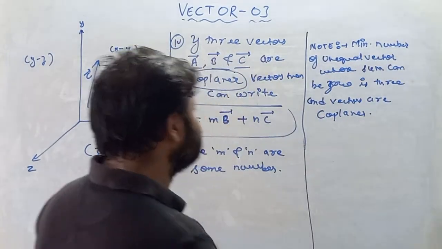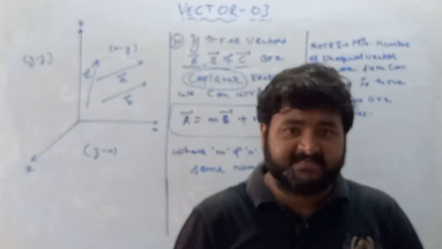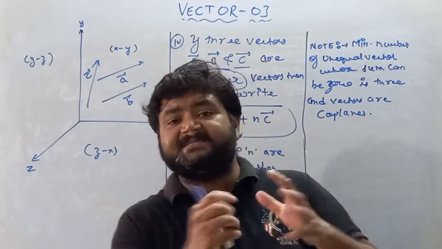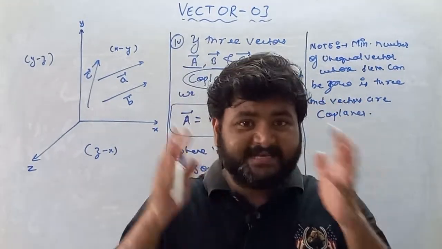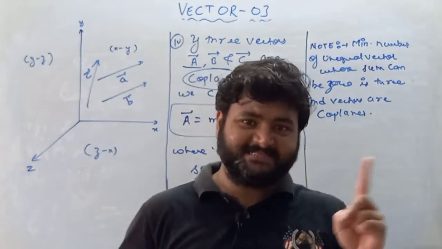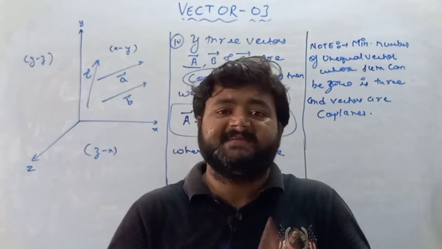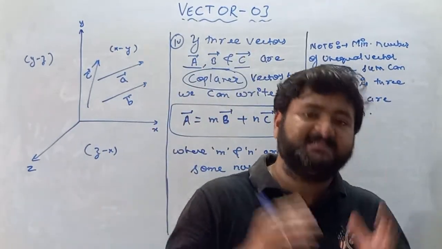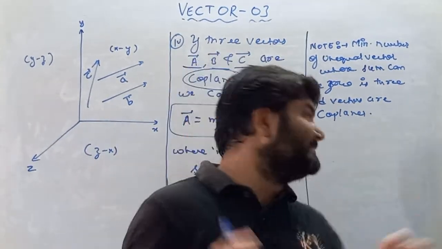Remember this thing, my dear student. If you want the number of vectors whose sum is equal to 0, you must require at least 3 vectors for their sum to be 0, that is the first thing. The second thing is that all 3 vectors must lie in the same plane. That is, all 3 vectors must be coplanar to each other. So what does this line say?